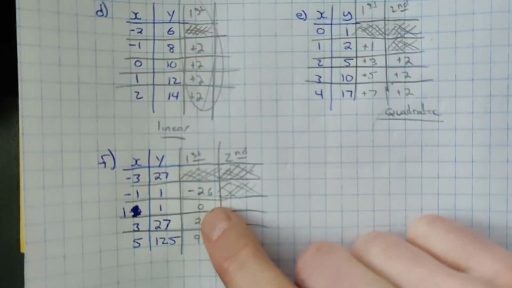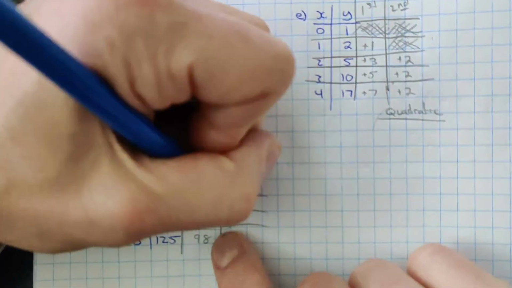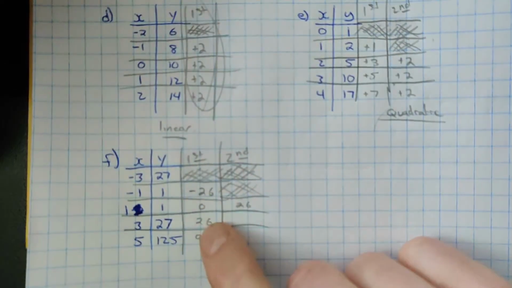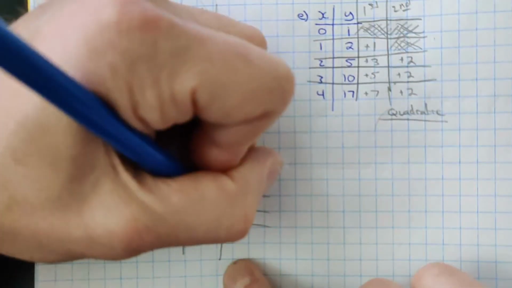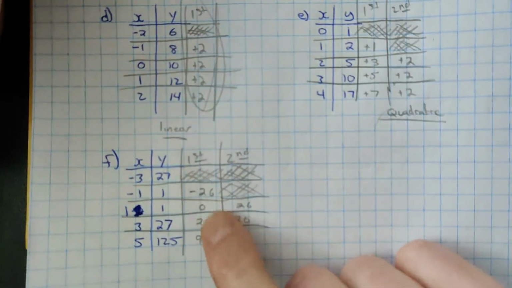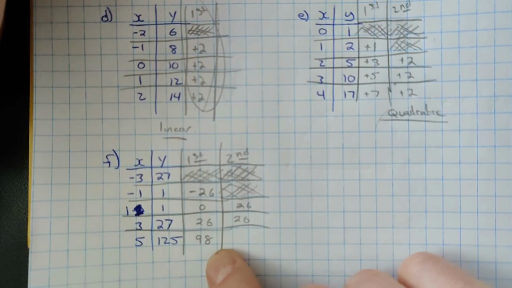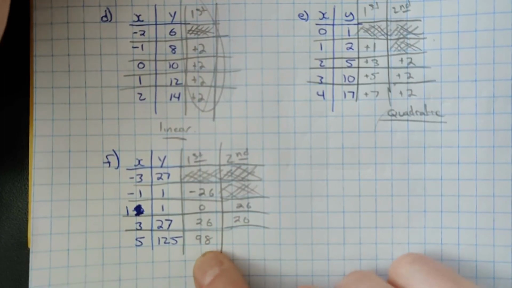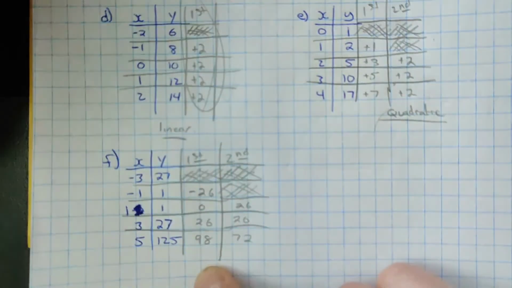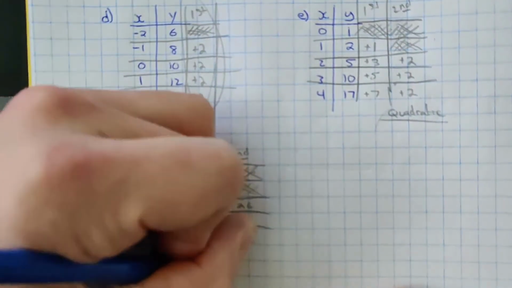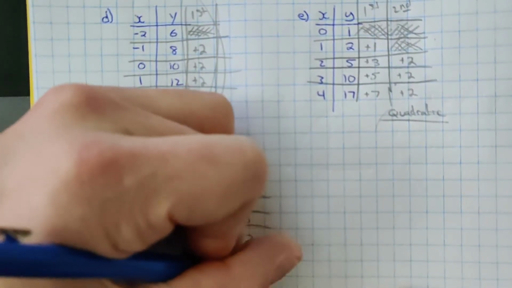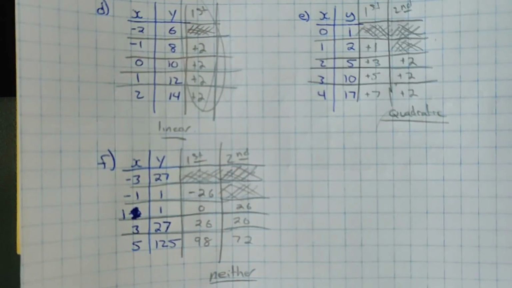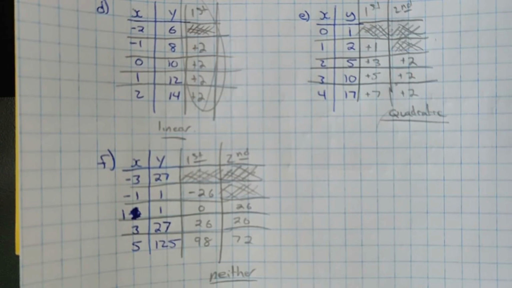All right, negative 26 to 0, so that's an increase of 26. That's an increase of 26. Looking good. Oh, geez, that's an increase of 72. That's a fail. That is not linear, nor is it quadratic. That is neither. I probably would guess that's going to be a mess. I don't even know what that is. I just made that up.